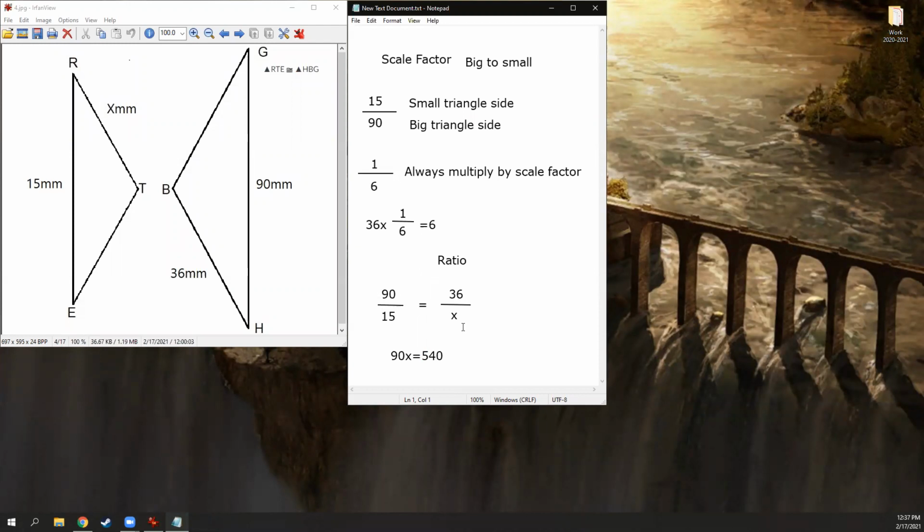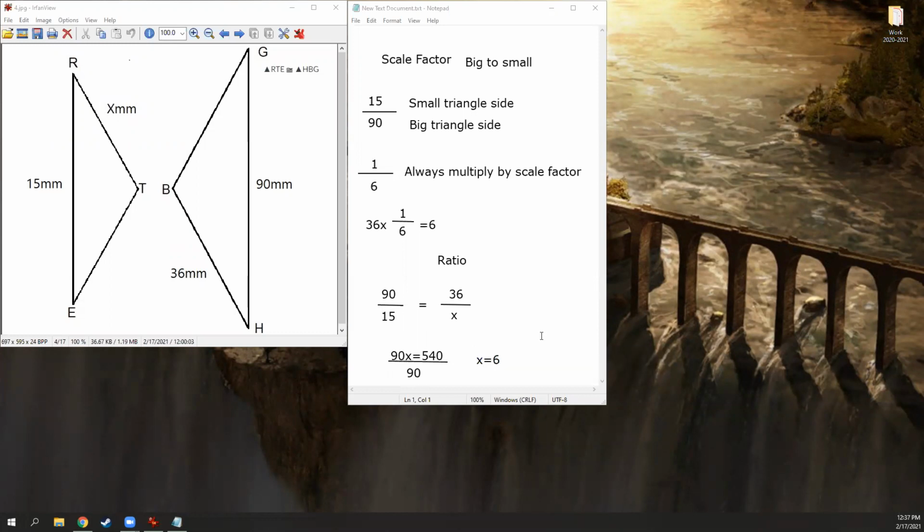So you cross multiply, and then you divide by what's attached to the x. Divide both sides by that 90. You're going to end up with x equals 6.